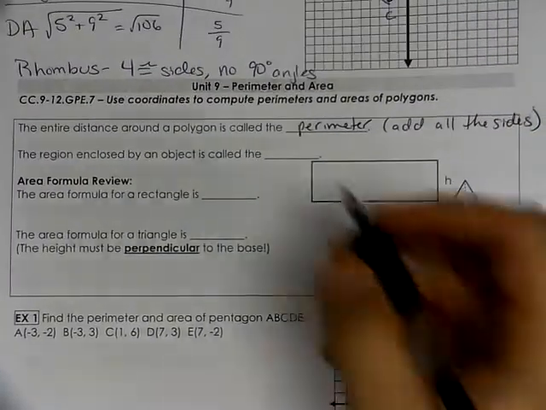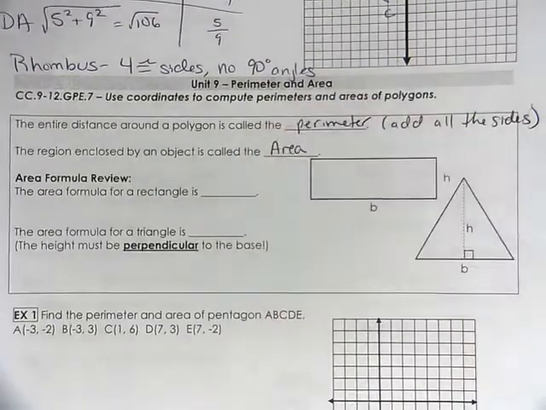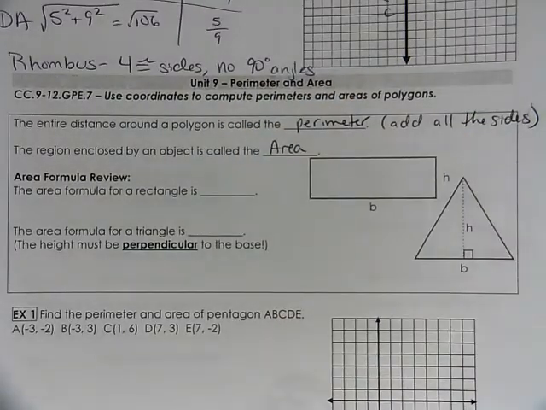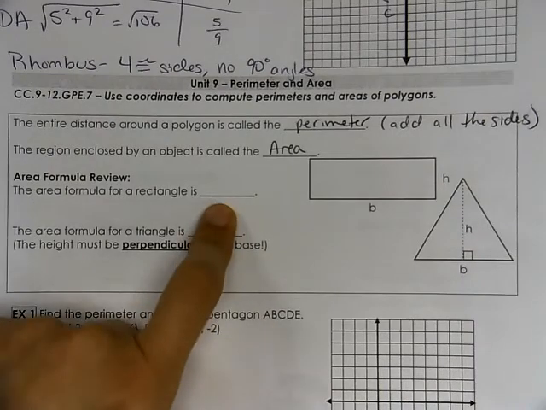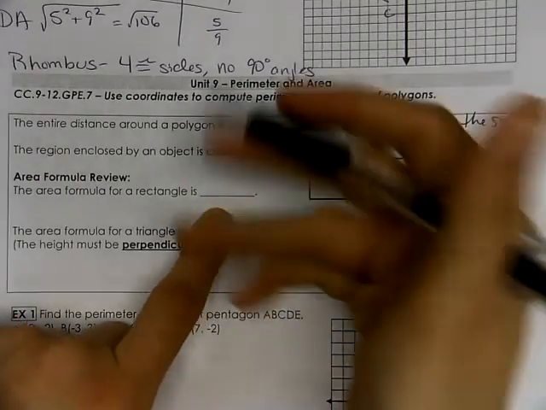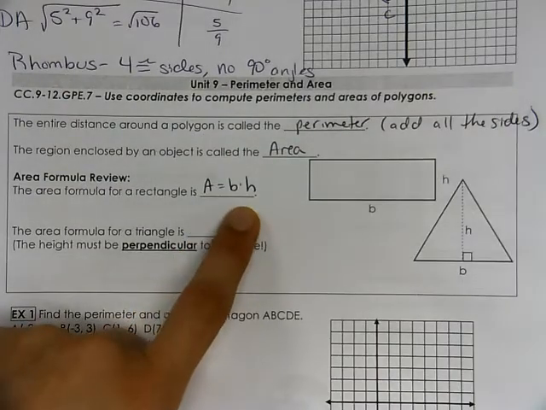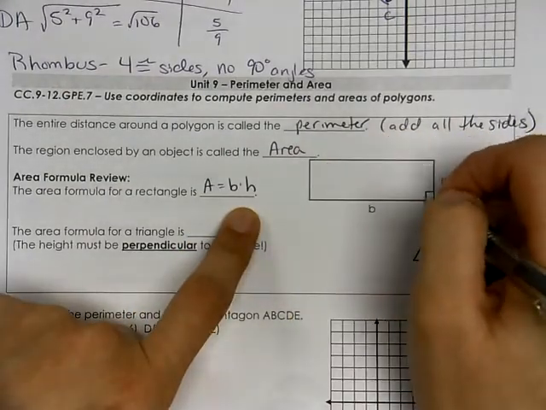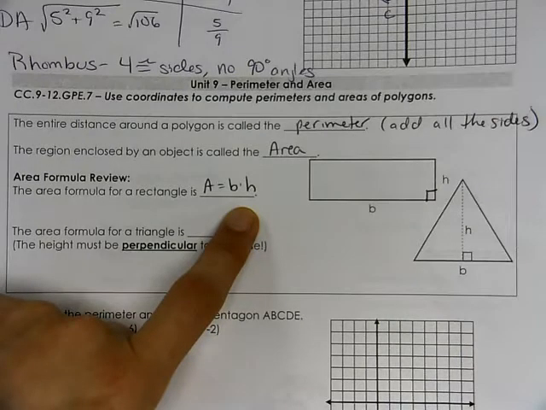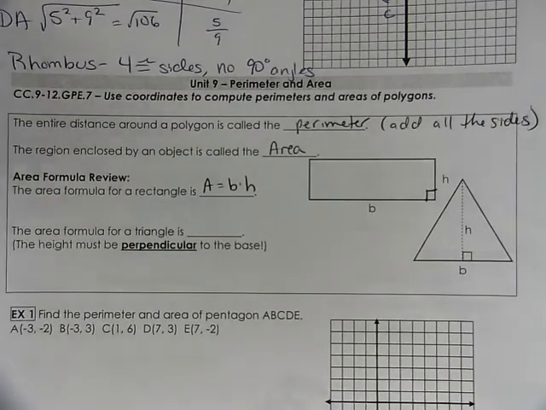The region enclosed by an object is called the area. The only two things we're really going to work with are rectangles and triangles. We're going to take the big pictures and cut them up into rectangles and triangles and squares. So, what's the area formula for a rectangle? Base times height. Base and height should make a right angle of some sort. Length times width, same thing.